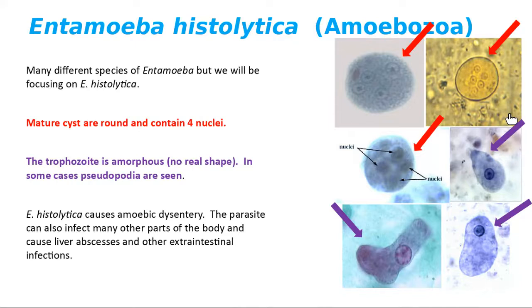The other hint that you might see from the trophozoite is that the amoeba have no real shape. So if you see the word amorphous associated with anything, you know that it has no real shape. If you see that word from me, then you know you're going to be dealing with an amoeba, okay? Entamoeba histolytica causes dysentery, amoebic dysentery. Okay, any questions? All right.